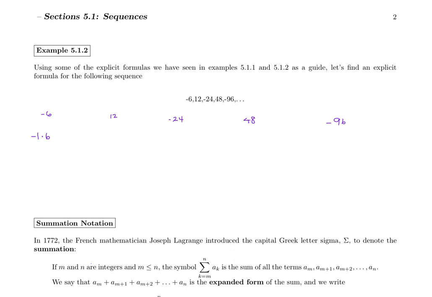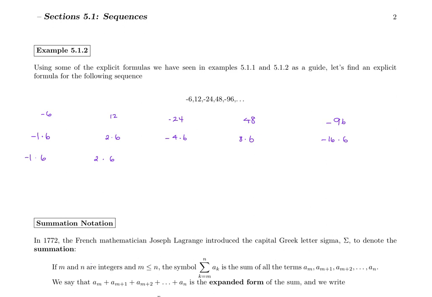So let's look at 12. That would be 2 times 6. -24 is -4 times 6. 48 is 6 times 8, so 8 times 6, and -96 would be -16 times 6. Well, I have a feeling there's a way we can write this out one more time. Here we get -1 times 6. Here we get 2 times 6, and we're going to come back, there might be a little more we add to that one.